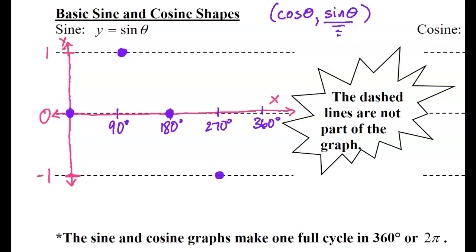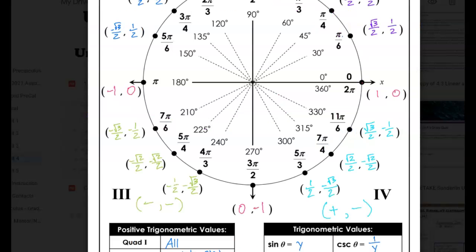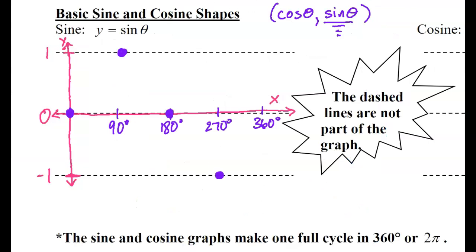And lastly, 360. 360 has a sine value of, yes, 0. So connecting these points creates what is referred to as a sine wave. This is a sine wave. This is a sine graph, fondly referred to as a sine wave.